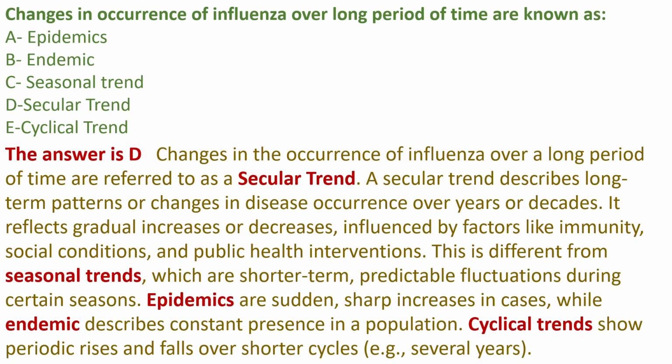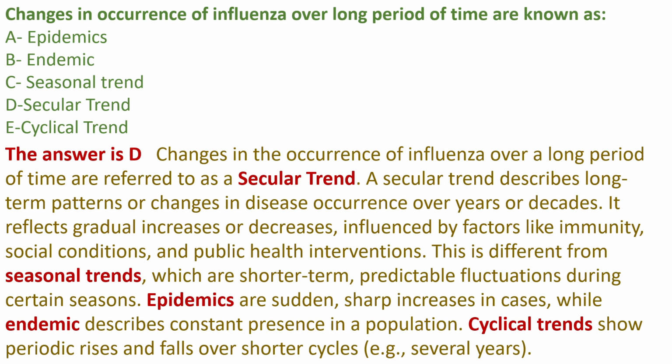The answer is D. Changes in the occurrence of influenza over a long period of time are referred to as a secular trend. A secular trend describes long-term patterns or changes in disease occurrence over years or decades. It reflects gradual increases or decreases influenced by factors like immunity, social conditions, and public health interventions.